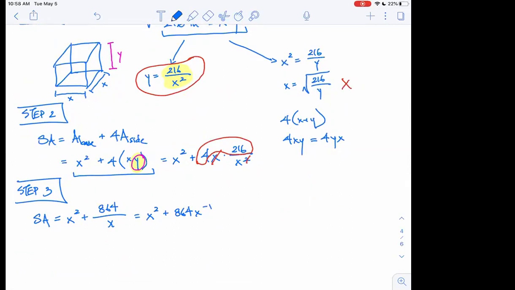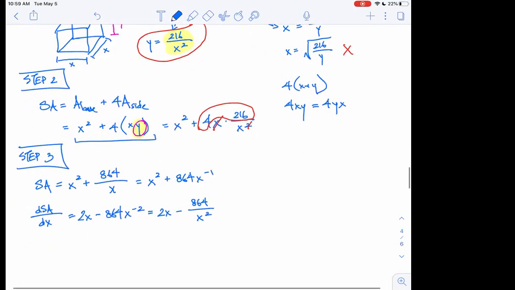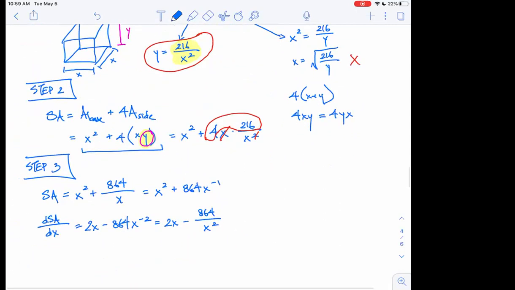All right. So it looks like we're ready to take our derivative. So the derivative, and then that'll be dx on the bottom. Derivative of x squared is 2x minus 864x to the negative 2. Now again, I know that I'm going to be setting it equal to 0. So I'm going to go ahead and rewrite this as a fraction. Okay, there are benefits to using both forms, and that's why we spent so much time at the beginning of the year making sure we knew how to go back and forth between those two terms.